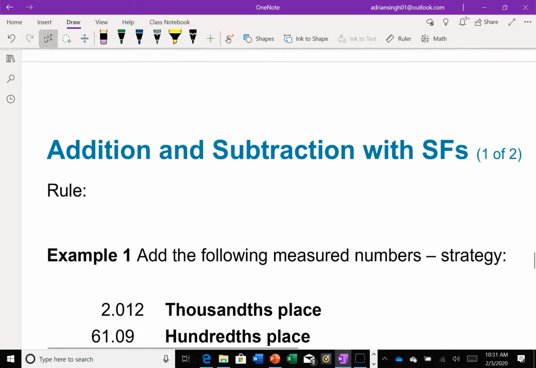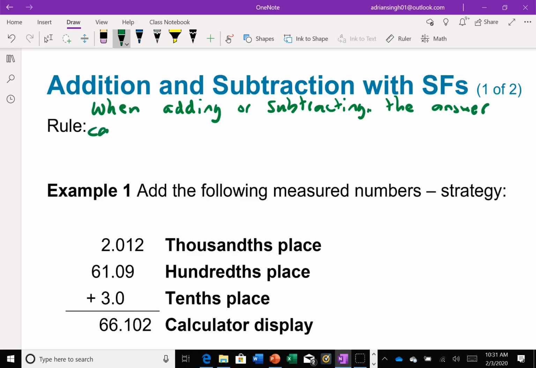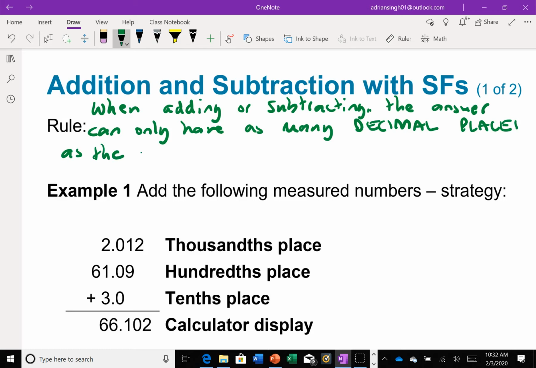The second rule that we're going to take a look at is a rule that we use for addition and subtraction. So it's the same rule for addition that we use for subtraction. And the rule goes as follows. When adding or subtracting, the answer can only have as many decimal places as the number with the least number of decimal places.